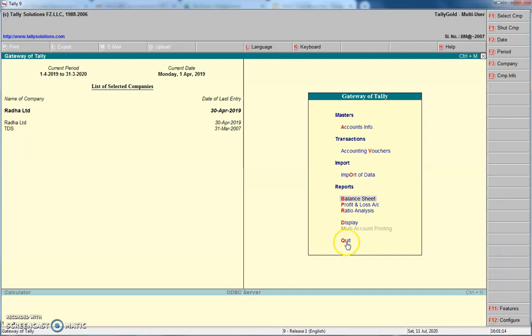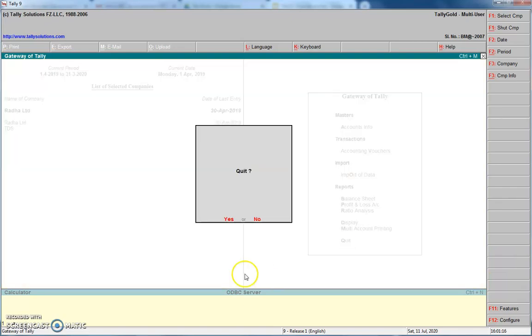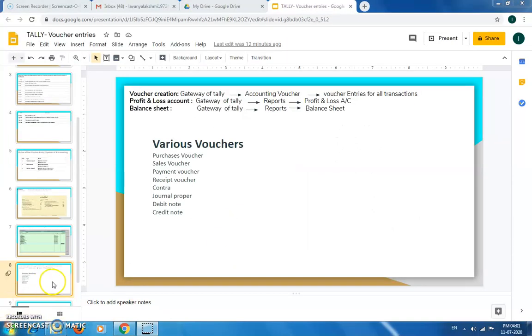We have to quit, and we have to go to the screen.